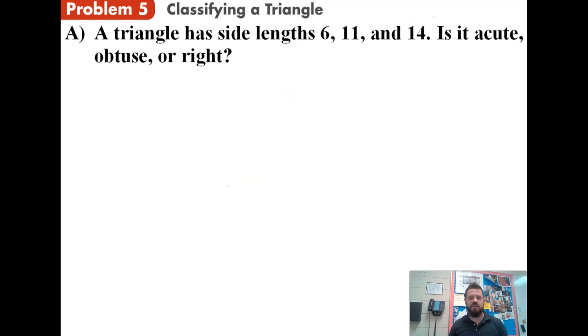All right, so let's show you how to do that triangle classification then. Problem 5, part A says a triangle has side lengths of 6, 11, and 14. We want to know, is it acute, obtuse, or right? Well, let's take a look at a squared plus b squared, which would be 6 squared plus 11 squared, which is equal to 157.